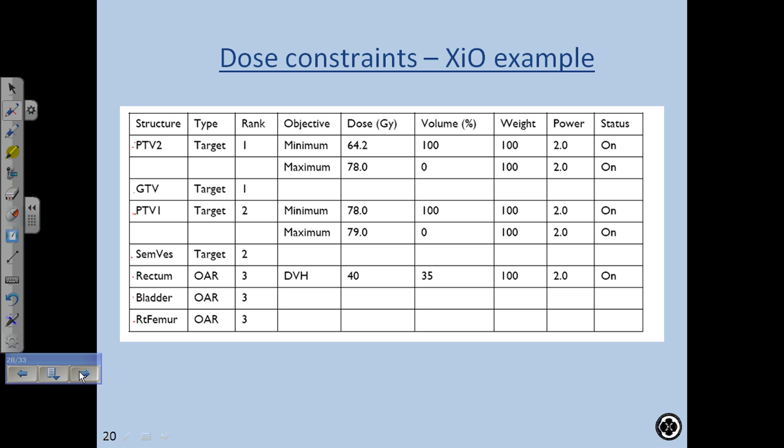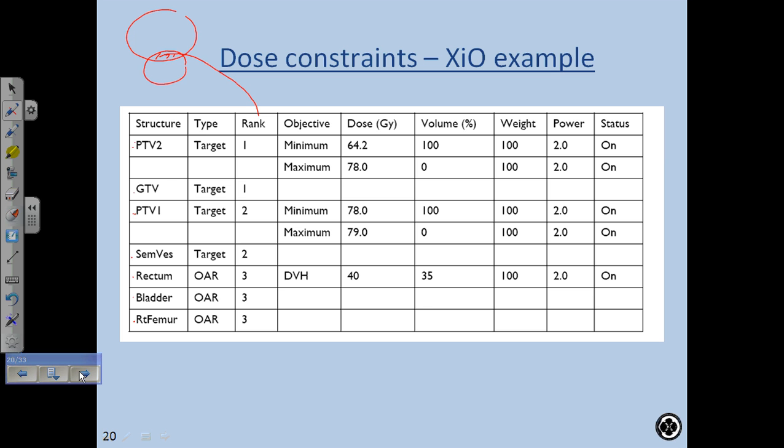Okay, and then you classify: is it a target or is it an OAR? It has to know that. And then you give it a rank. And the rank is to avoid things like a PTV overlapping with the rectum. So if you give a PTV a rank of 1 and the rectum a rank of 3, it's going to put more importance on the PTV. The rank applies only to this overlapping structure, by the way. That's all the rank does.